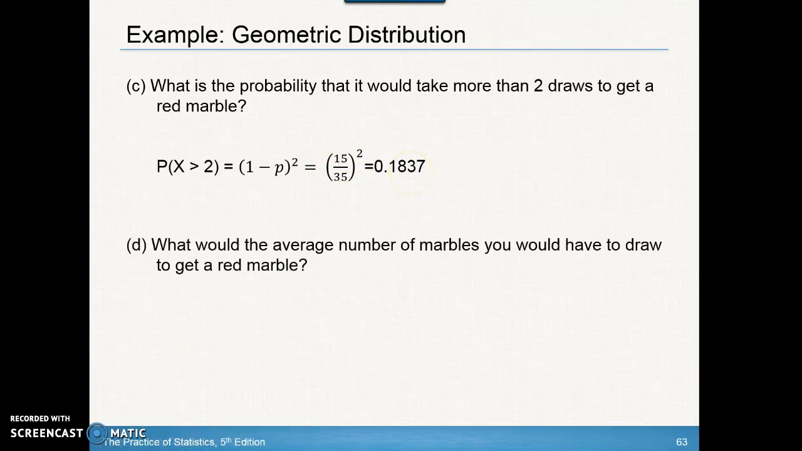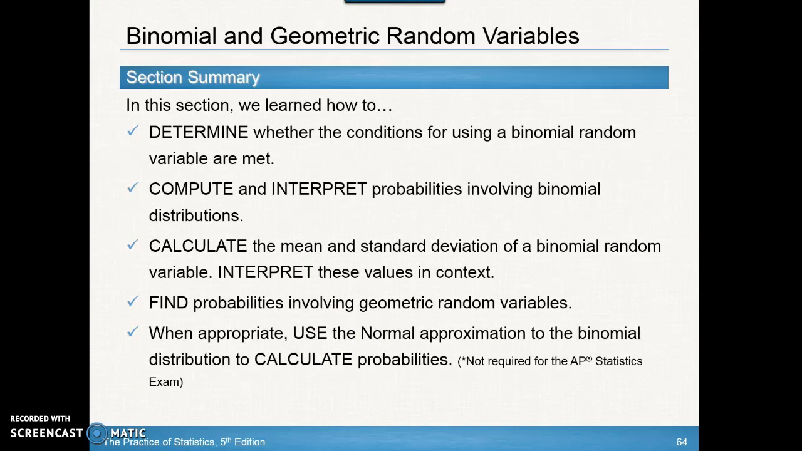What's the average number of marbles you'd have to draw to get a red marble? You have to understand that that's the expected value. So we know it's 1 over the probability of success. The probability of success in this case is 20 out of 35 because 20 out of the 35 marbles. And you can do that on your graphing calculator, it's 1.75 marbles. Just understand that please do not round this. I understand that you can't draw 1.75 marbles, but please, please, please do not round that.